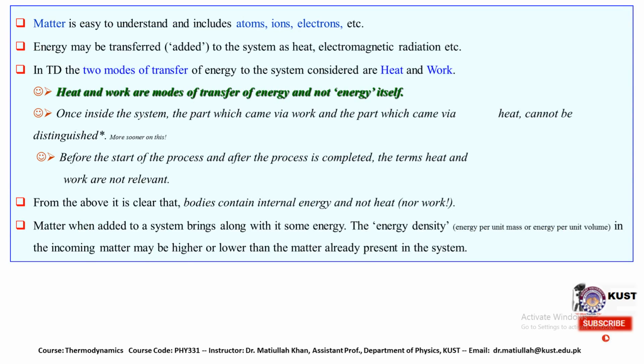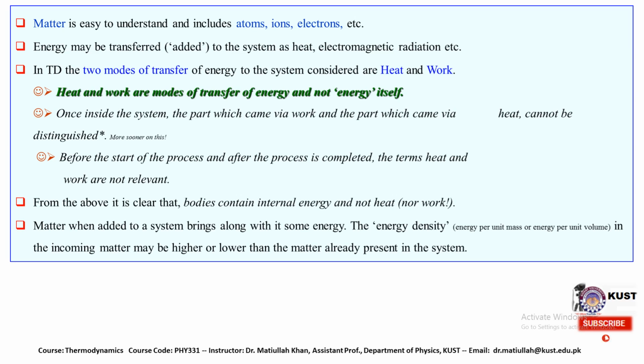Matter is easy to understand and includes atoms, ions, and electrons, and we can consider that energy may be transferred to the system in the form of heat or electromagnetic radiation. In thermodynamics, we basically have two modes: one is heat and the other is work. Heat and work are the modes of transfer of energy, and not energy itself.